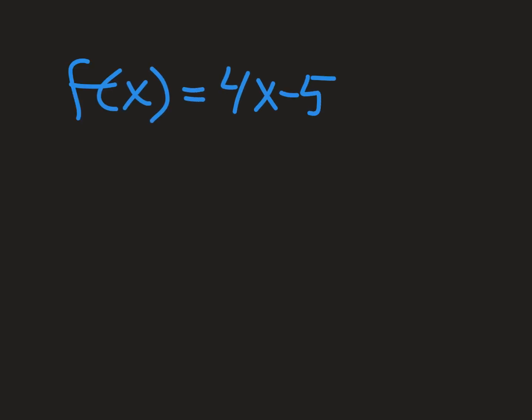So last one. F of x is 4x minus 5. G of x is x squared plus 2.